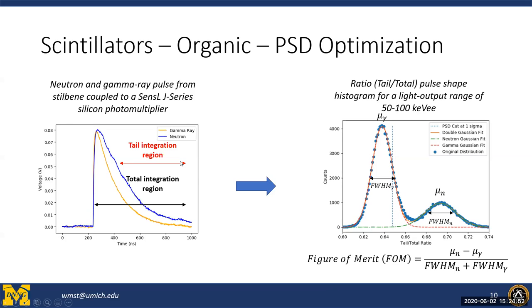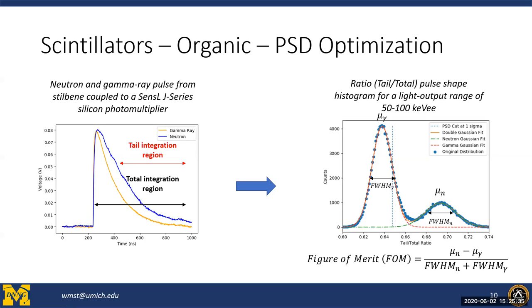So let's say we have this defined tail region and this defined total region that gives us this distribution, and gives us some figure of merit. What we can then do is adjust these tail and total integration regions to determine the figure of merit as a function of these two defined regions. And based off of how we adjust them, we can actually find an optimized figure of merit. And since we assume the figure of merit is a judgment of how well separated these distributions are, we can then optimize our separation between the two distributions just by altering these two integration regions.